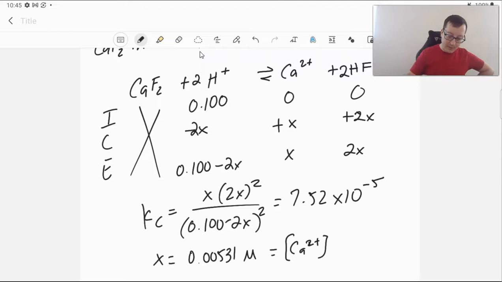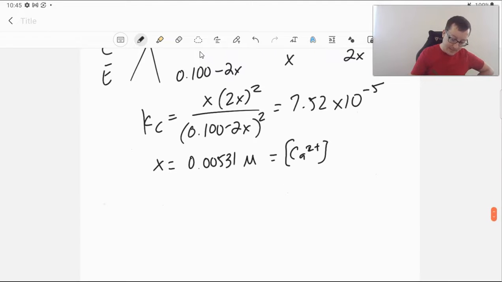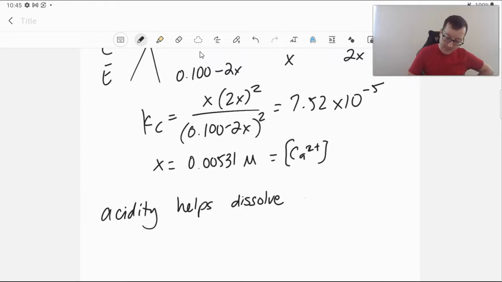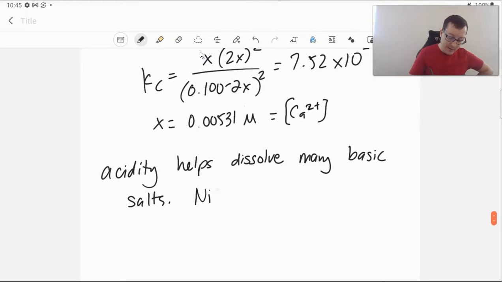And while we're not going to do problems on this, we're going to see that the pH, or rather acidity, helps dissolve many basic salts. So those would be hydroxides, like nickel(II) hydroxide, which we would consider insoluble. But in the presence of acid, we're going to react away some of those OH minus ions, which will go ahead and push us towards making more products.